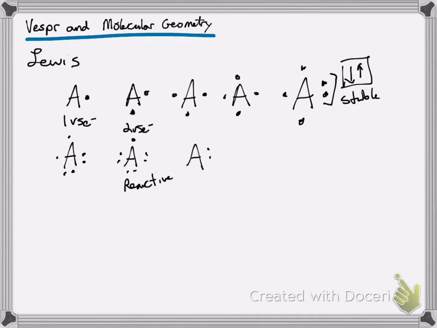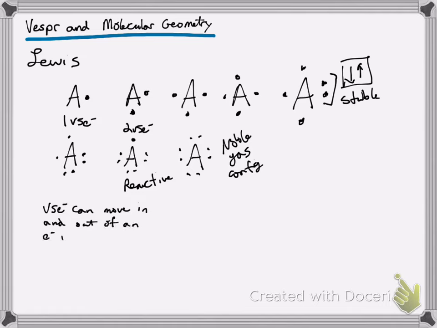And then finally, with 8 valence shell electrons, we have 4 full pairs. And this is our normal noble gas configuration. So that's a quick review. Now the next step of the Lewis structure is not so much how many valence shell electrons there are, but now here's the key. Let me zoom in. Valence shell electrons can move in and out of an electron domain.